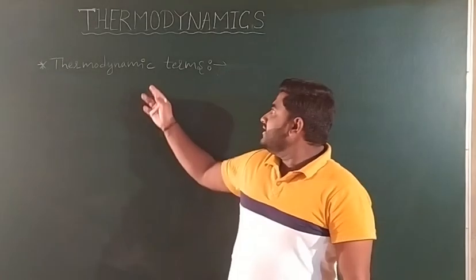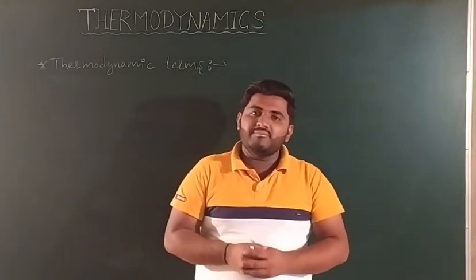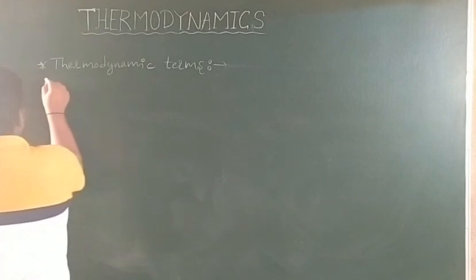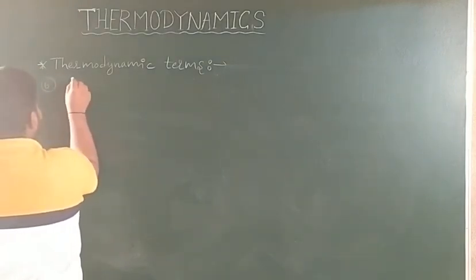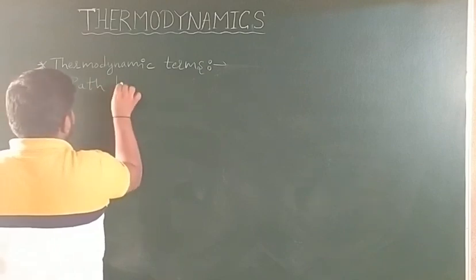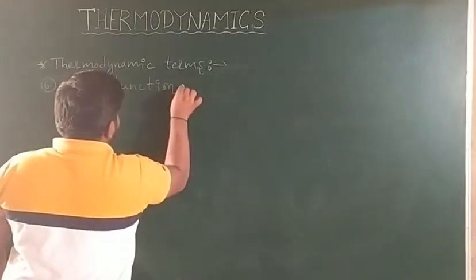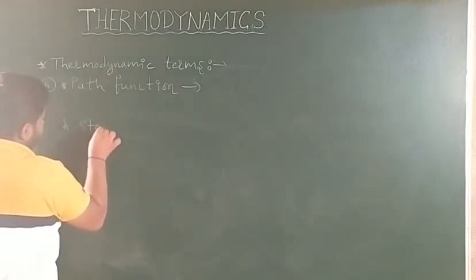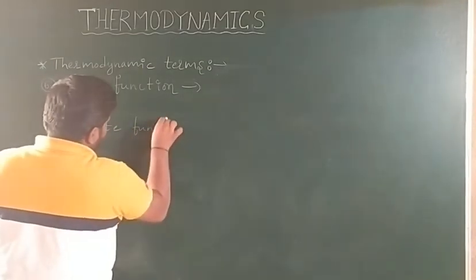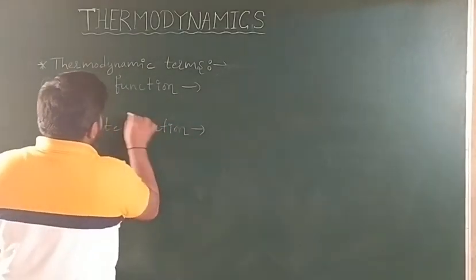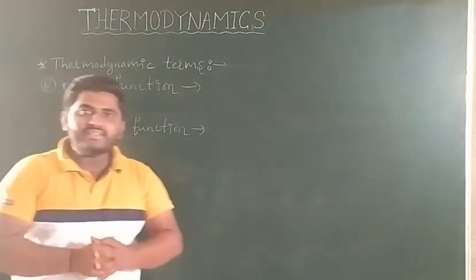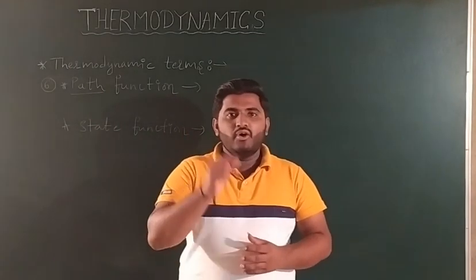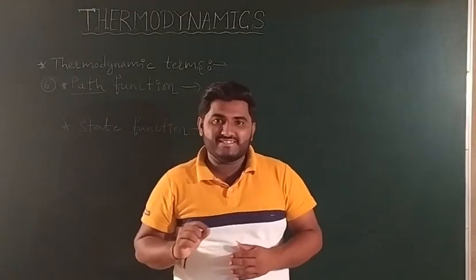Okay, let us begin. Thermodynamic terms: we have already discussed 5 thermodynamical terms. Now today we are going to discuss the 6th one, that is called path function and state function. Carefully see here, path function. What is path function? Path function means any thermodynamical function which depends on the path of the process.